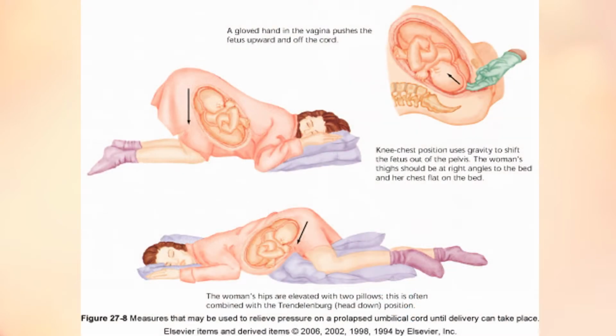And this is just a picture of the different positions you could put her in to relieve the pressure on the cord. The picture on the top right is whenever you perform a sterile vag exam, you feel a cord, you keep your hand there to keep the head off of the cord until you can get to the OR. And this is whenever the nurse gets to ride on the stretcher with the patient with her hand inside, keeping the baby off the cord.